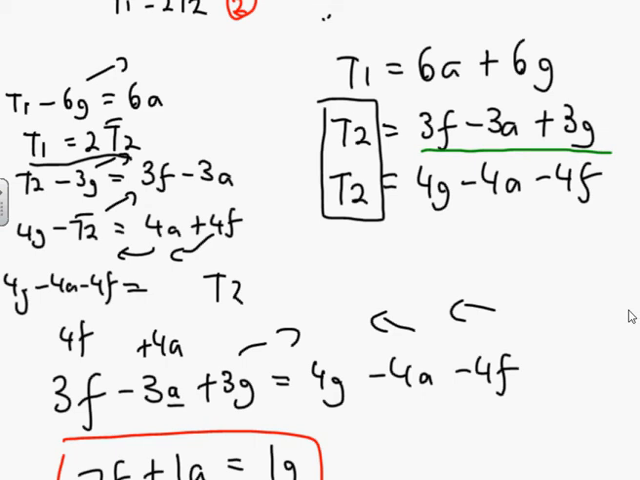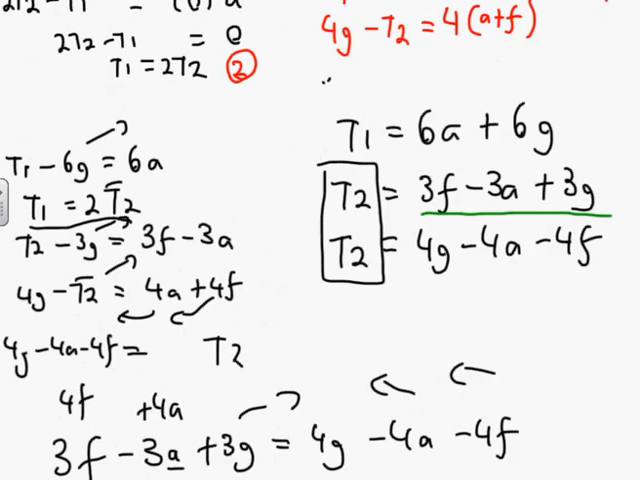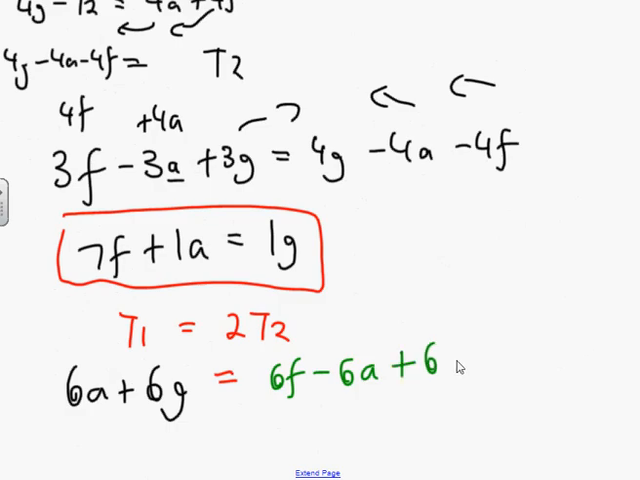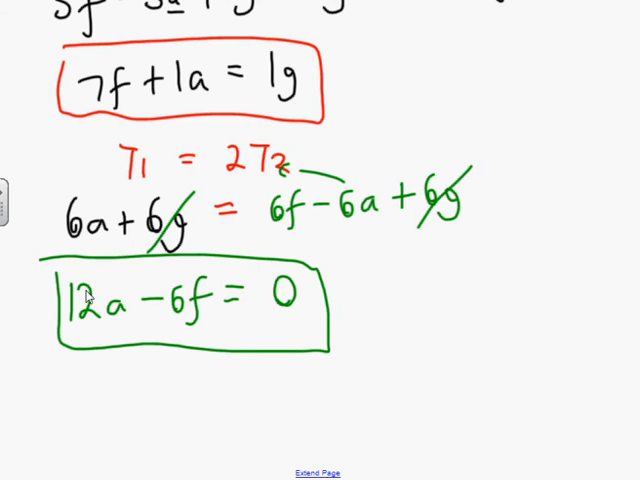6F, 6A, minus 6G, was it? Or plus 6G? Okay. Look across now. The 6G's will cancel. And then I'm going to get 12A. 12A, I'm going to bring it over to your side. Minus 6F equals 0. There is my second simultaneous equation. Rearrange it to make it work, so it's going to be A plus 7F equals 1G.